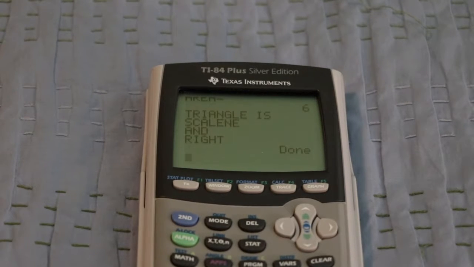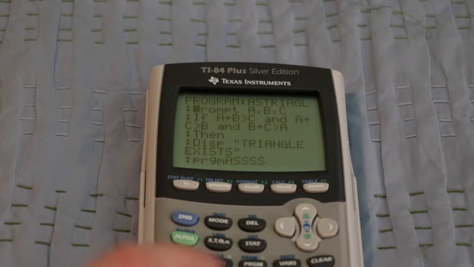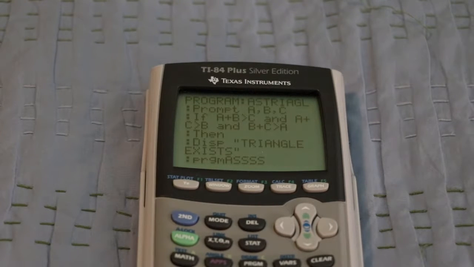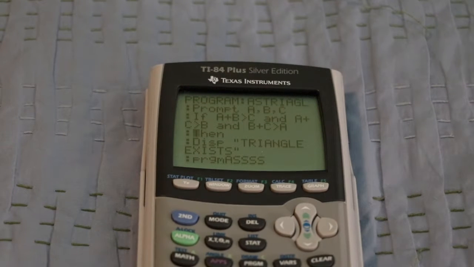So, how does this program work? Well, let's go find out. It begins by asking for A, B, and C. Those are the side values. After asking the side values, it does an if statement. This if statement is calculating whether the triangle exists or not.